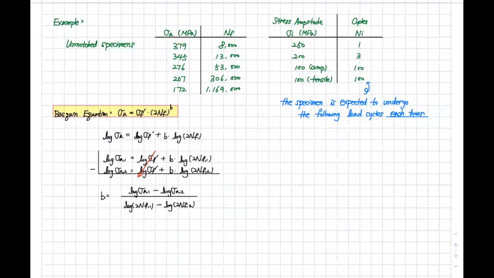And as I mentioned, the Basquin equation will be given, so don't worry. For B, which points do I have to use? Maybe this one and this one, or this one and this one, but let me choose this one and this one. Not the extreme, but the end points. So 379 minus 172, over log of 2 times 8,000, this is important, 2 times, minus log of 2 times 169,000.